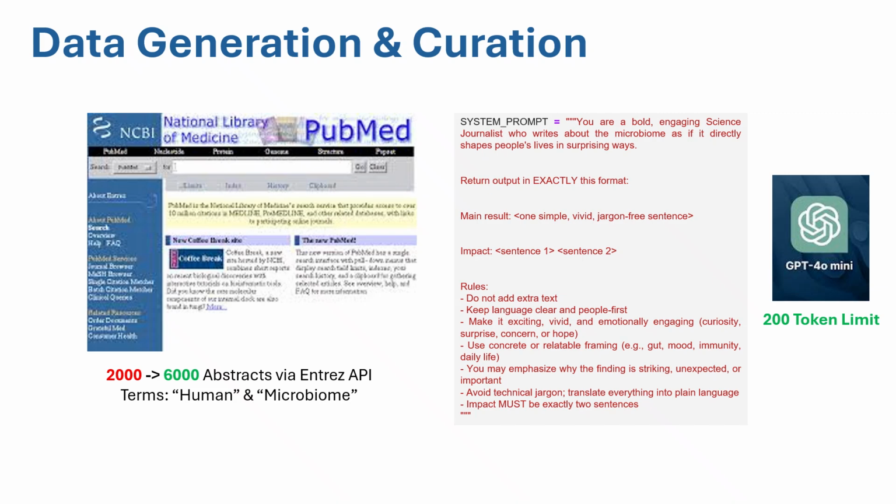Once I had the abstracts from PubMed, I used OpenAI's API to distill these 6,000 abstracts into a science journalist persona. So you see here.